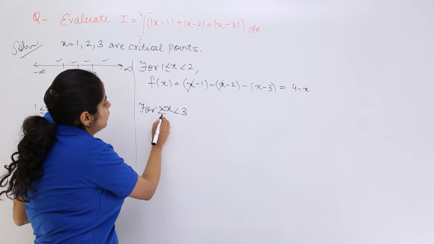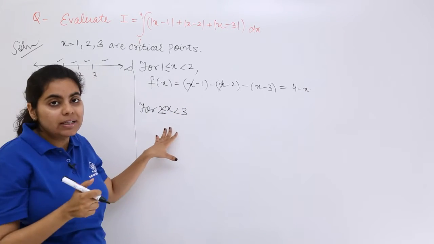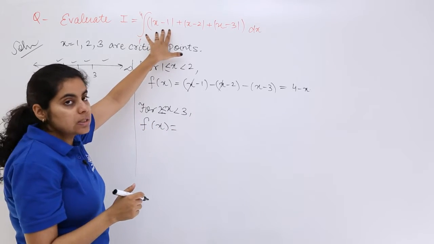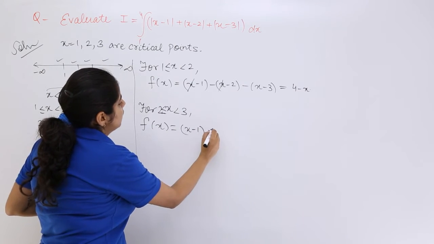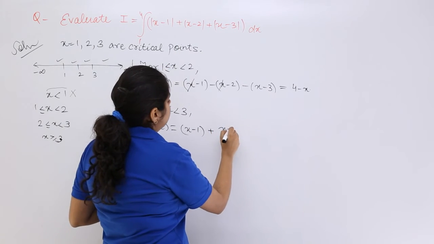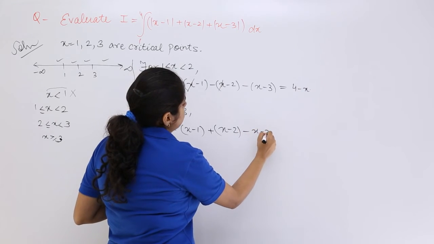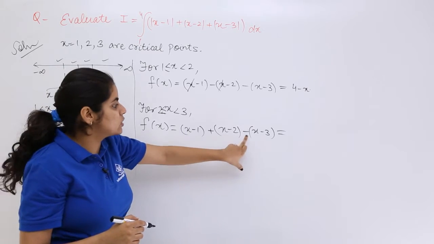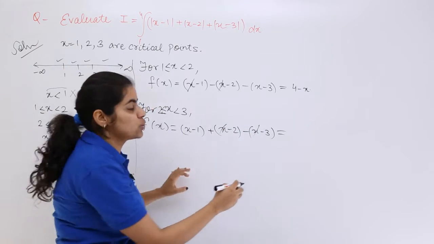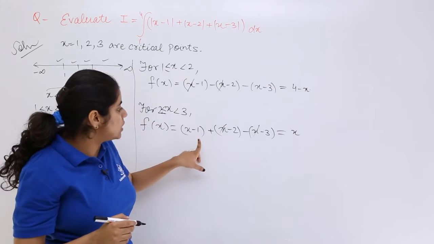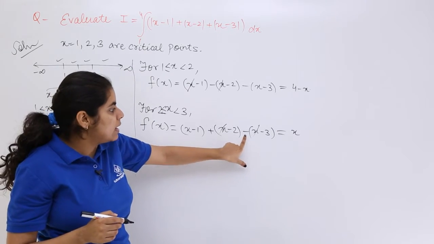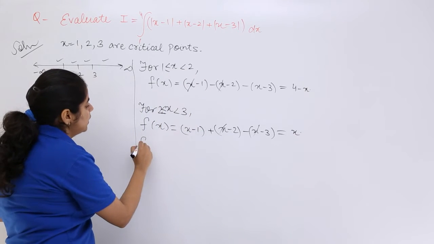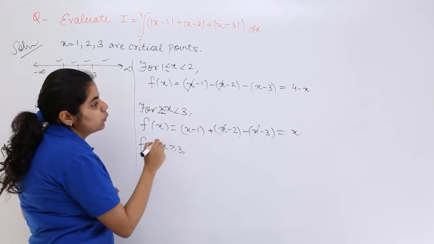Similarly, for x from 2 to 3, what is the case? Say the value is 2.5. So x minus 1 is positive, even x minus 2 is positive for 2.5, and x minus 3 is negative. So what should be my function value? x plus x is 2x, 2x minus x, so it is only x. What are the constants? Minus 1, minus 2 is minus 3, minus 3 and plus 3 is 0, so it is only x. Last but not the least, for x greater than or equal to 3, what happens?